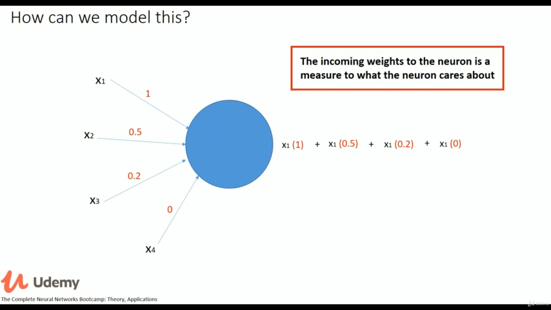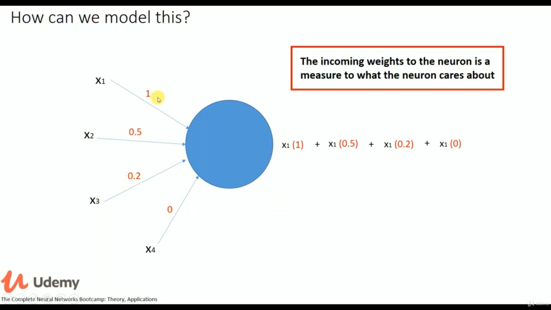Now, how can we model this whole thing? We have a neuron. The simplest thing in neural networks is the neuron, and we'll talk more about the neuron in the next video. But for now, this is just the basics. So you have your inputs. Remember, we have 4 inputs, x1, x2, x3, and x4, and we have their weights: 1, 0.5, 0.2, and 0.